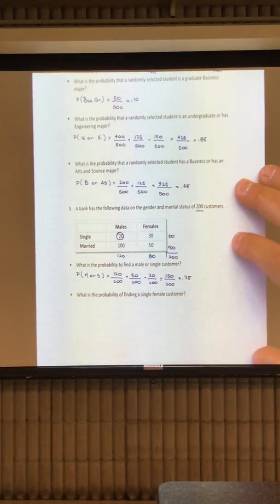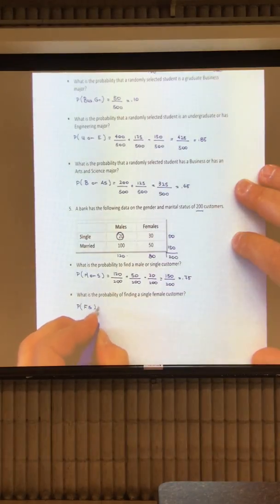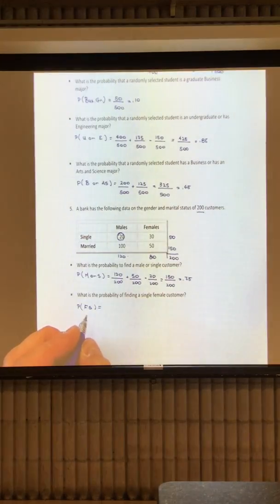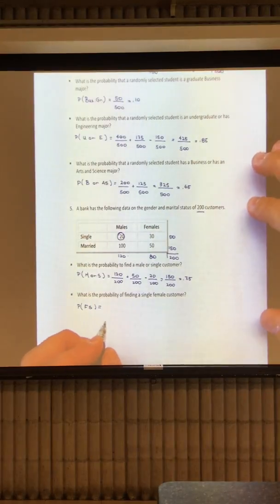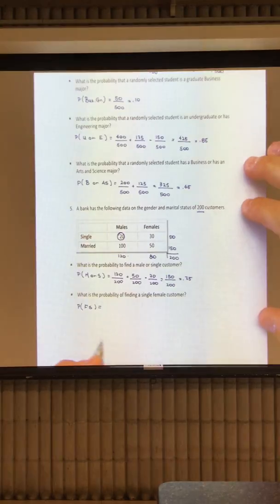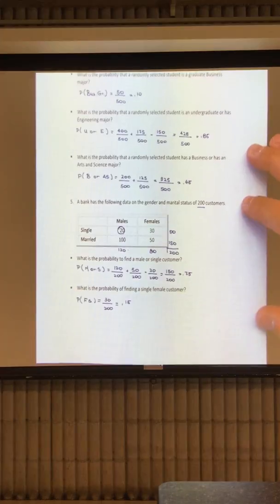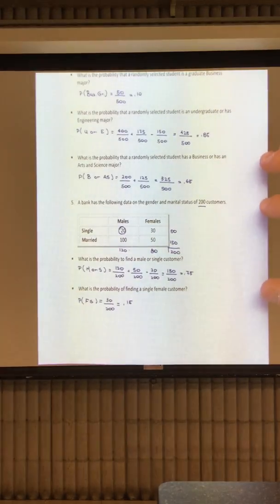And the last one, what is the probability to have a female single customer? In this case, we have to examine how many single female customers we have. We have 30 of them, so 30 over 200, which is the same as 0.15. And these are the problems for chapter 5.